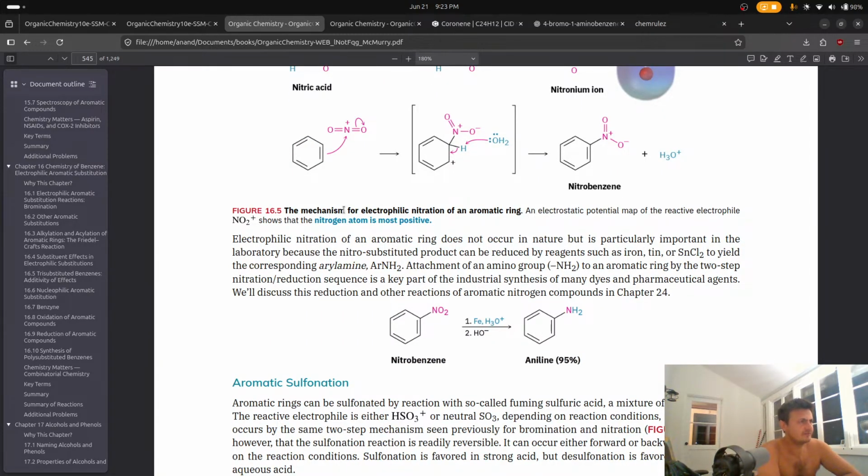Electrophilic nitration of an aromatic ring does not occur in nature, but is particularly important in the laboratory because the nitro substituted product can be reduced by reagents such as iron, tin, or tin chloride to yield the corresponding arylamine. Attachment of an amino group to an aromatic ring by the two-step nitration reduction sequence is a key part of the industrial synthesis of many dyes and pharmaceutical agents. Ah, that's interesting.